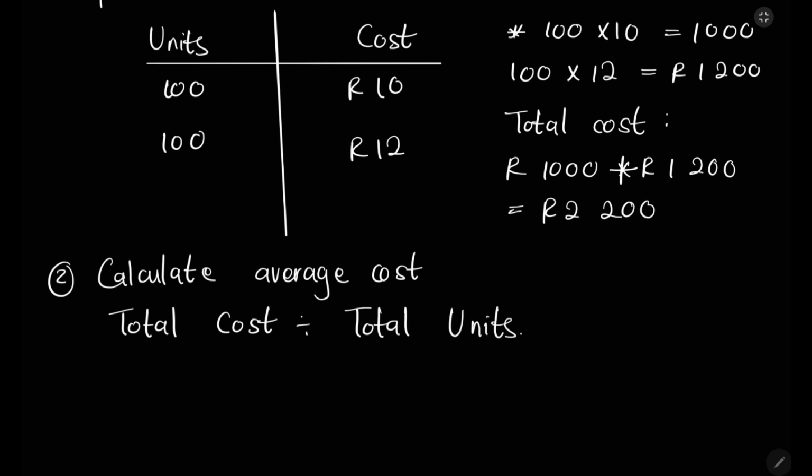This is the method, but we'll do more examples as well as past question papers. So your total cost is 2,200 Rand divided by, what are your total units? You have 100 units in the first batch, 100 units in the second batch. So this will be 100 plus 100, which is 200. So your total units are 200. This will be 2,200 divided by 200, which is 11. This will be 11 Rand per unit.